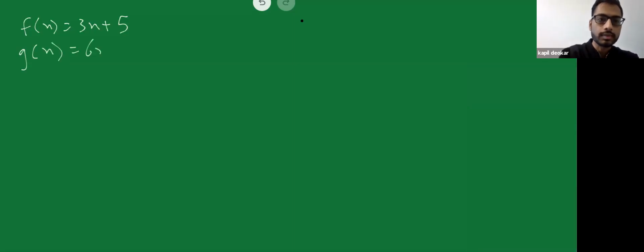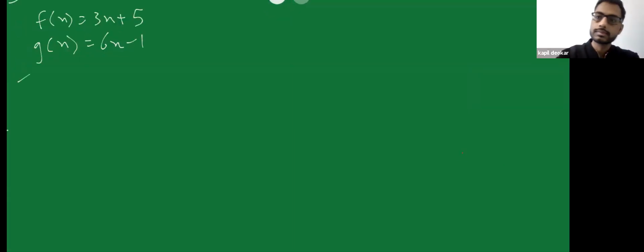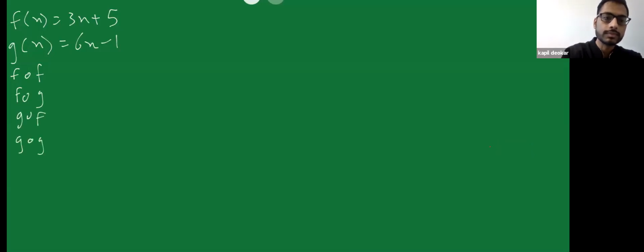Let's see next question. F of x is equal to 3x plus 5 and g of x is equal to 6x minus 1. So what I want is, I want to find all the values. I want to find FOF. I want to find FOG. I want to find GOF, and I have to find GOG.